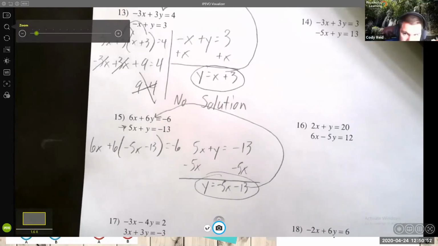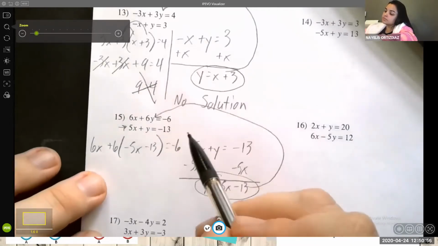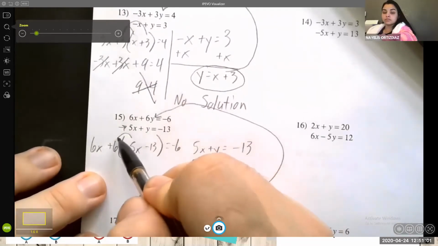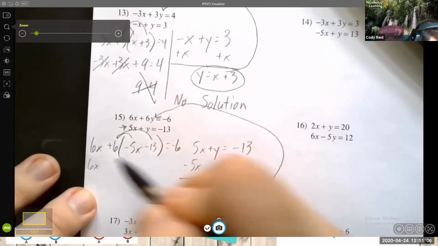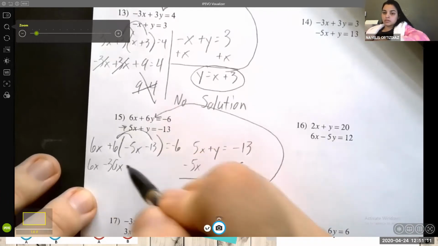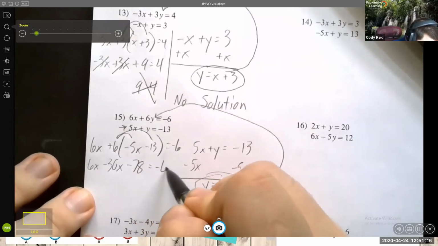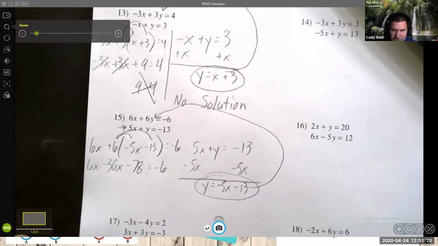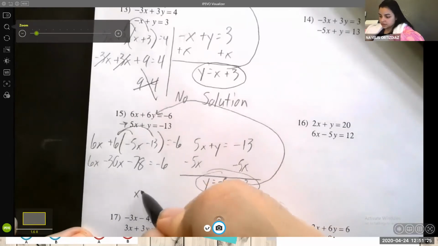All right. Any questions so far? Okay. So what I'm going to do now is distribute the 6 with everything in the parentheses, and then rewrite it. So 6x, 6 times negative 5 is a negative 30, and negative 78. And then essentially combine like terms and solve for x. Negative 24x.